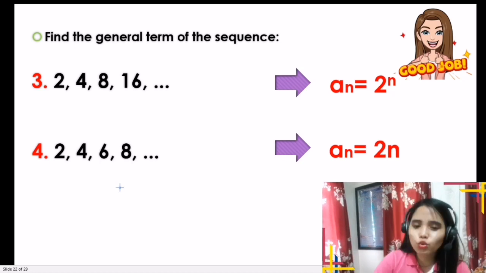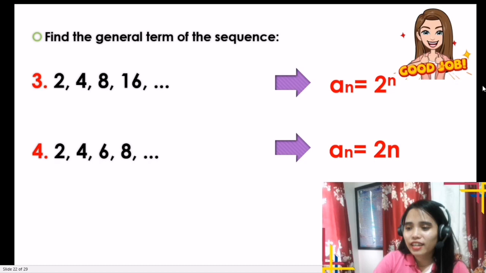2 times 1 is 2. 2 times 2 is 4. 2 times 3, 6. 2 times 4 is 8. Okay? So, our general term is a sub n equals 2n.